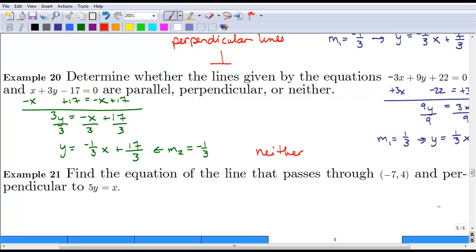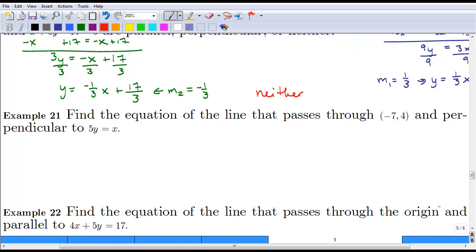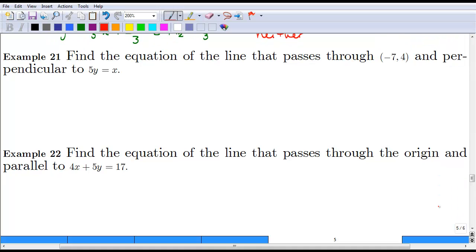Working the other way, if we want to actually find a line based on a given slope, or find that it's perpendicular or parallel to a line, we go back to the information we learned in 4.3 about how to find an equation based on the point-slope form. So in this case, we want to find an equation of the line that passes through a given point, negative 7, 4, and is perpendicular to the line 5y equals x.